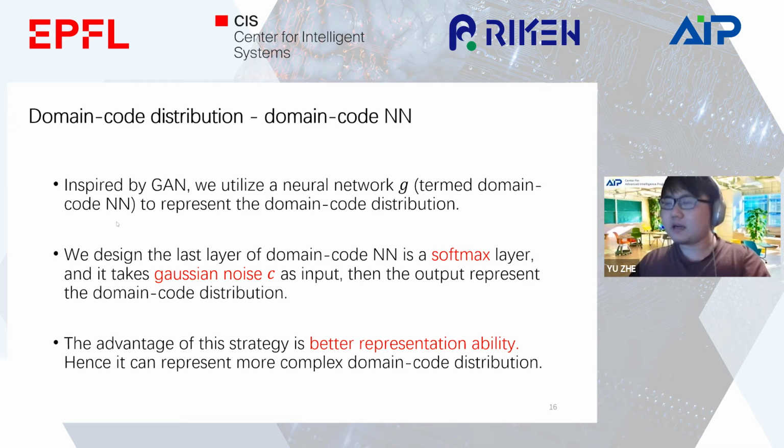And like the GAN, we take Gaussian noise C as input, so that the output can represent the domain code distributions. The advantage of this strategy is better representation ability, because it can represent more complex domain code distributions. When the given training domains are very complex, we prefer using the domain code NN instead of the simple distributions.